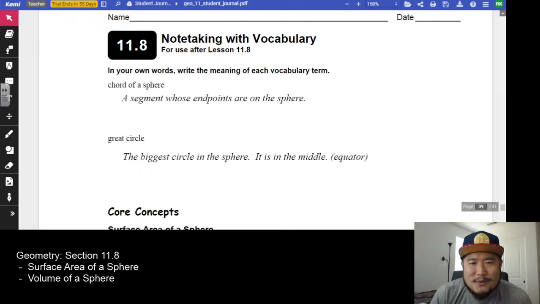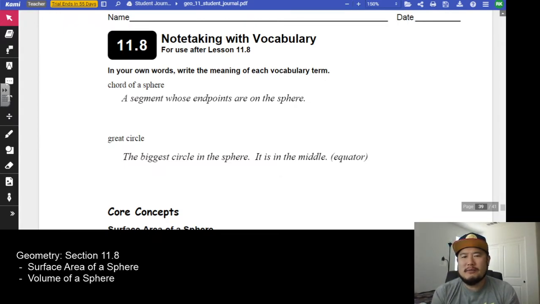Guess what? We're at 11.8. This is the last section of the book that we're going to be covering. It's time to celebrate, right? Well, before we do, let's talk about surface area of a sphere and volume of a sphere. Those are the last two items that we're going to be covering, at least in the textbook.